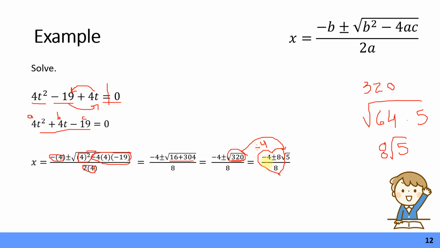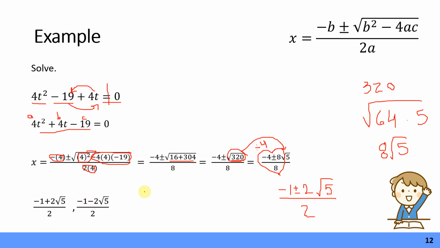If I divide all those numbers by 4, the negative 4 becomes a negative 1, plus minus 8 divided by 4 gives me 2. And the bottom number, which is 8, 8 divided by 4 also gives me 2. And remember, we don't touch the root. The root is still square root of 5. And then there we go. Those are my final answers. Remember, we have two answers. My first answer is negative 1 plus 2 square root of 5 over 2. And my second answer is the same thing, but with a minus right there.